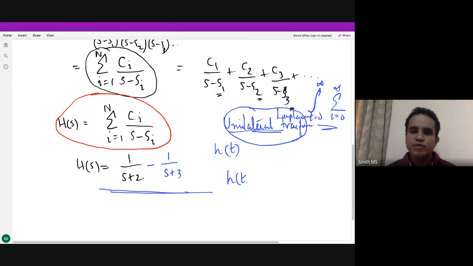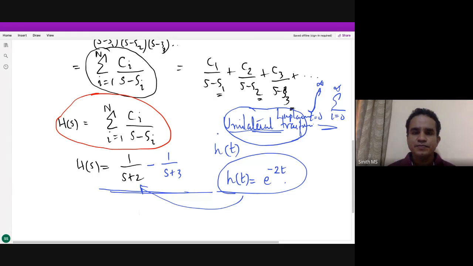So assuming these Laplace transforms are unilateral, you can find what h(t) is. What would be h(t)? If you have 1 by s plus 2, suppose h(t) is e raised to minus 2t. Can it have a Laplace transform like this, 1 by s plus 2?